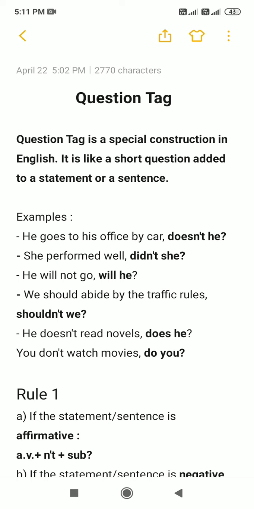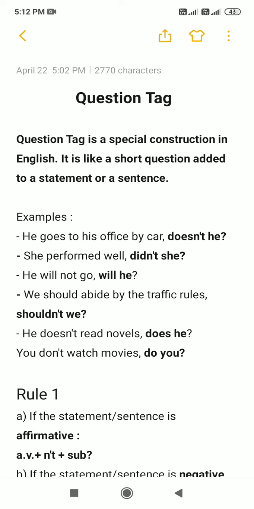Now notice that in the end of each sentence here, we have written something in bold letters. Those bold letters in the end of each sentence are called question tag. Another point that you should notice here is that if the statement is affirmative, the question tag is negative. For example, she performed well. It is an affirmative sentence. Hence, we have did not she as a question tag.